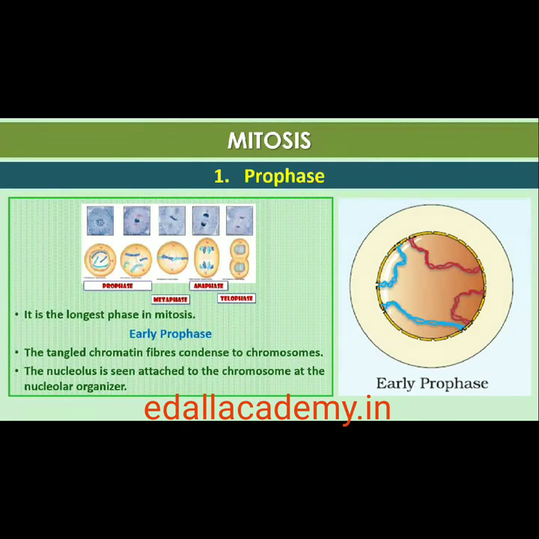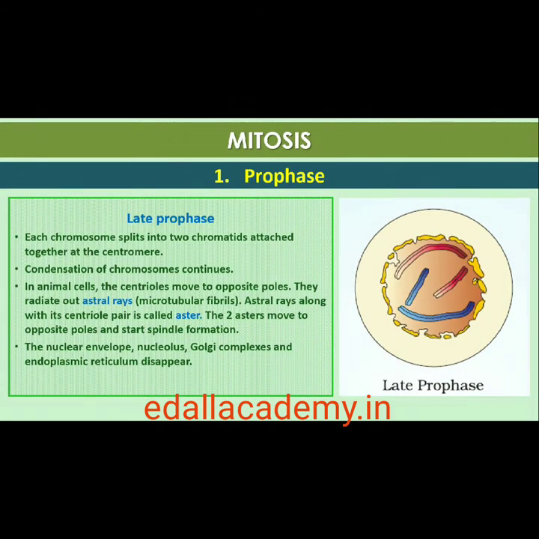The centriole, which had undergone duplication during S phase of interphase, now begins to move towards opposite poles of the cell. The completion of prophase can thus be marked by the following characteristic events. Chromosomal material condenses to form compact mitotic chromosomes. Chromosomes are seen to be composed of 2 chromatids attached together at the centromere.